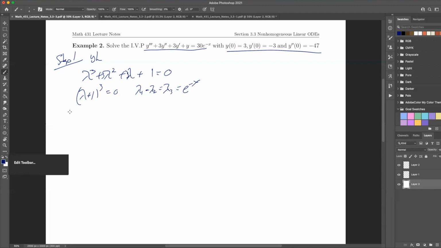So what do we have here? So our y homogeneous is c1 e to the minus x plus c2 x e to the minus x plus c3 x squared e to the minus x. Remember, every time we have a repeated root, whoa, I'll just give you the answer.